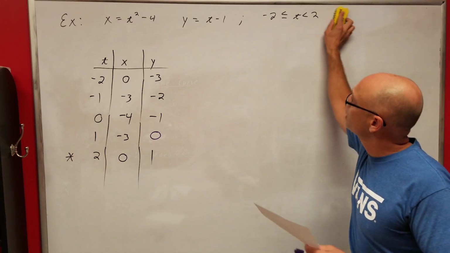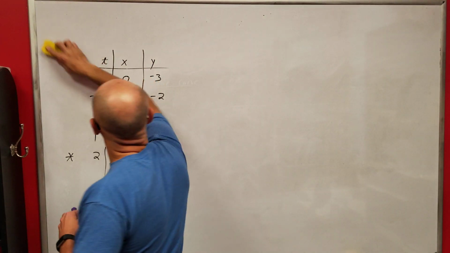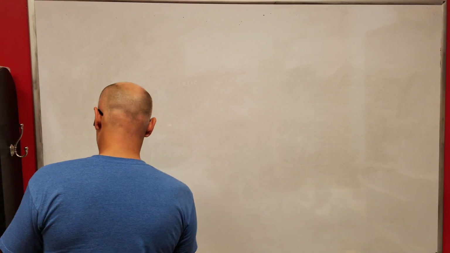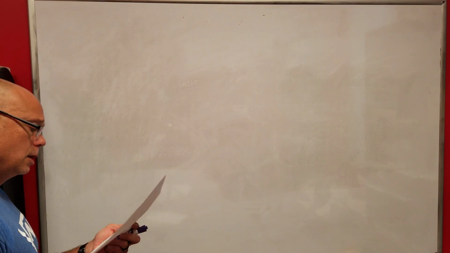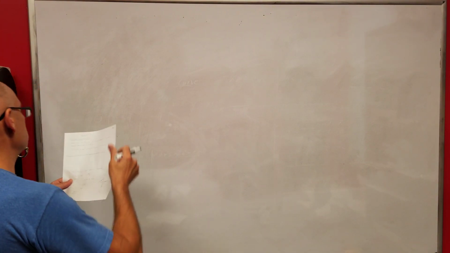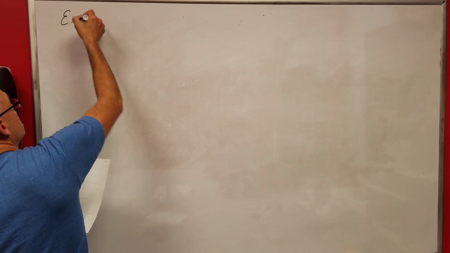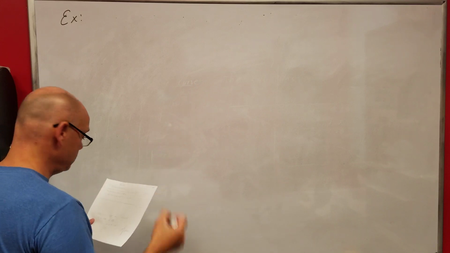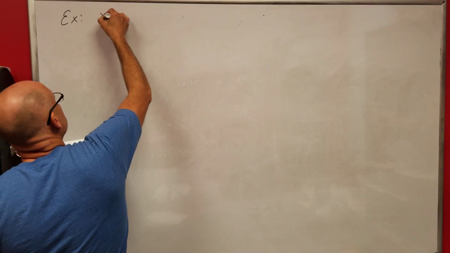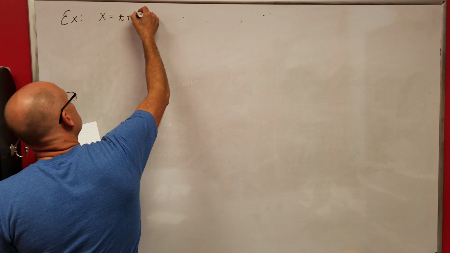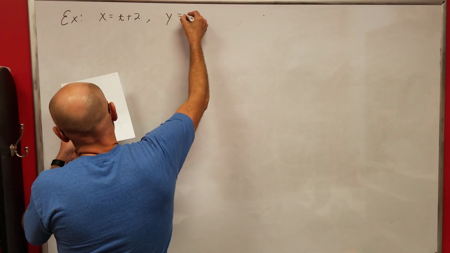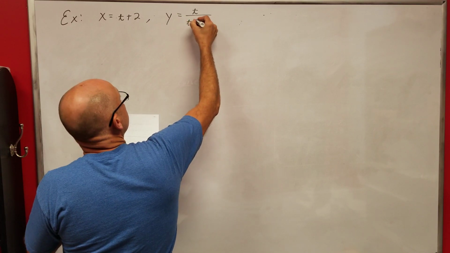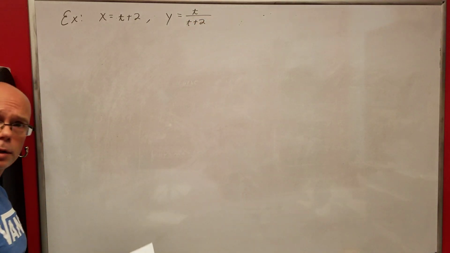Let's do our next example here. Erase all this stuff. Sketch the curve and indicate its orientation. So what they mean by that is they want you to indicate which direction it's moving, like the other one's moving that way. So we have x is equal to t plus 2. Then we have y is given by t over t plus 2. Okay, so they want me to sketch this curve.